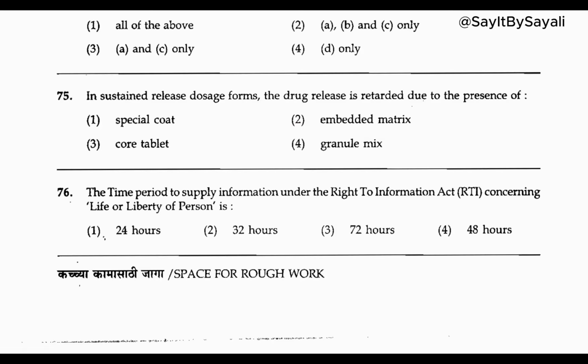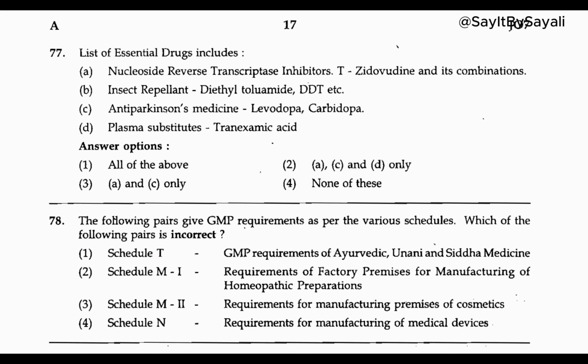Question number 76. The time period to supply the information under the Right to Information Act concerning the life or liberty of a person is 1. 24 hours, 2. 32 hours, 3. 72 hours, or 4. 48 hours. The correct option is 4, 48 hours.